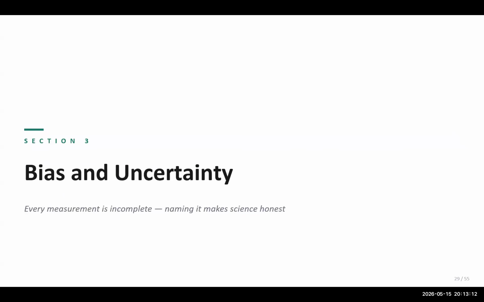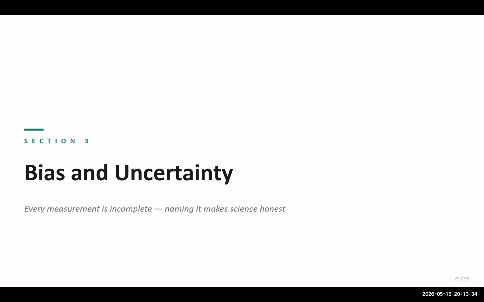So now let's talk about bias and uncertainties in monitoring. How are we doing with time? Okay, we still have time. Good. So now we talk about something every scientist must understand. This is bias and uncertainty.